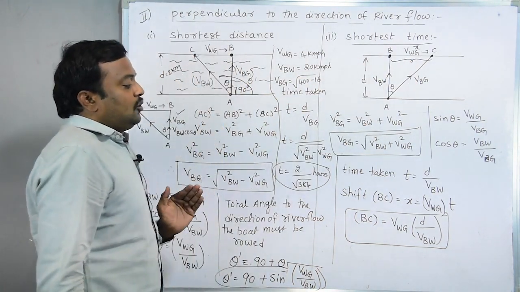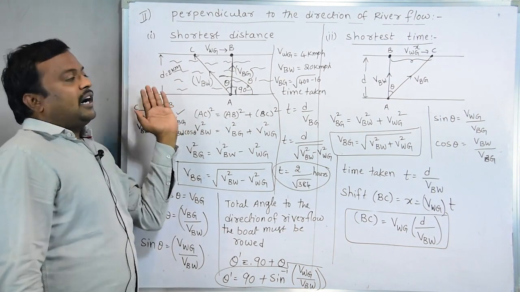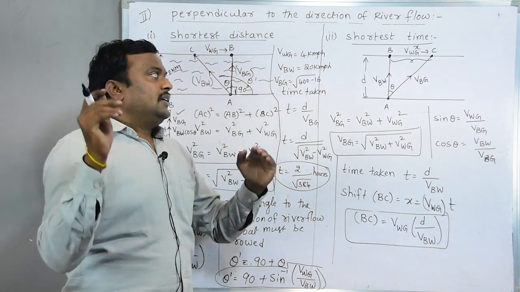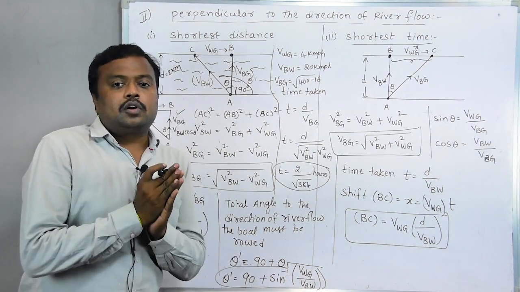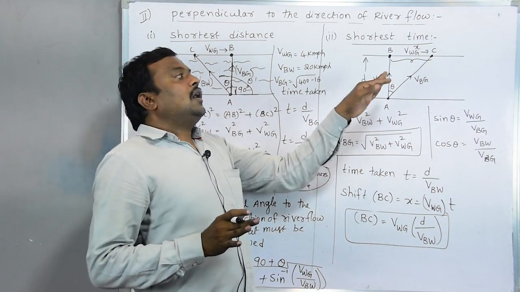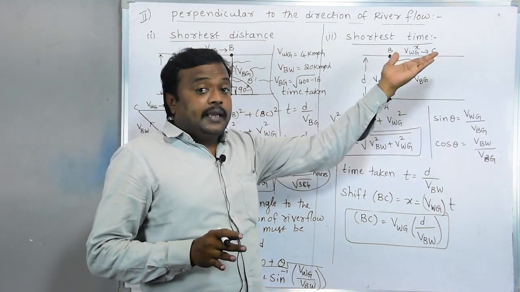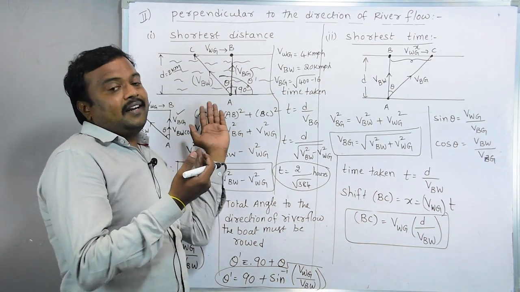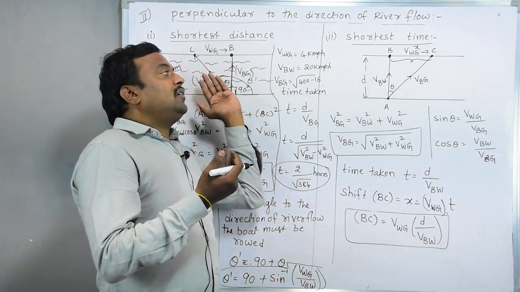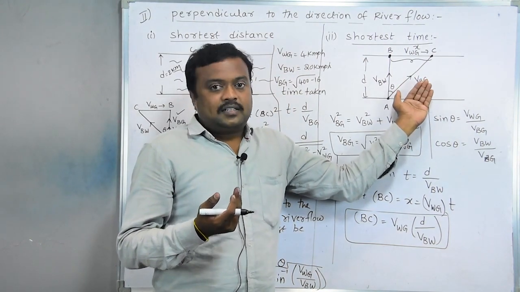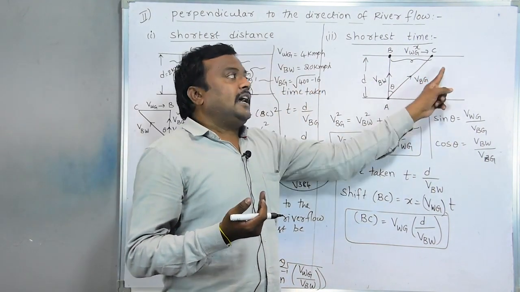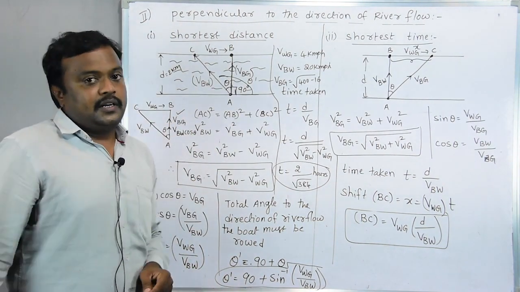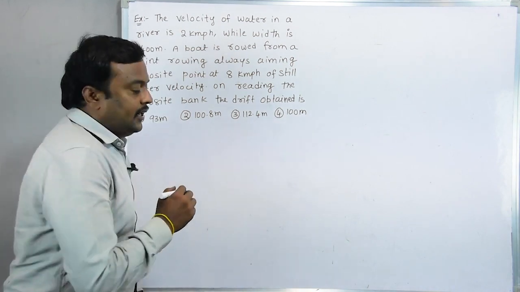Okay, these are the two cases. Shortest distance is nothing but the boat must reach the opposite point on the bank. Shortest time is nothing but the boat need not reach the opposite point, but it will reach early. Here time is not considerable, here distance is not considerable. Time is important here, distance is important there. This is the derivation part. Okay, see one example related to that.